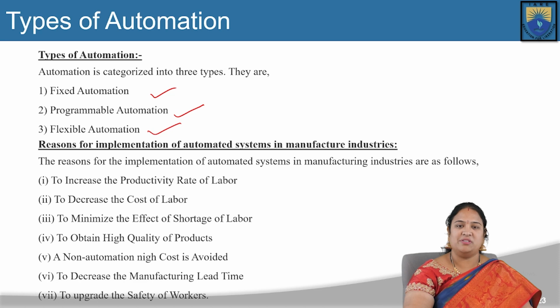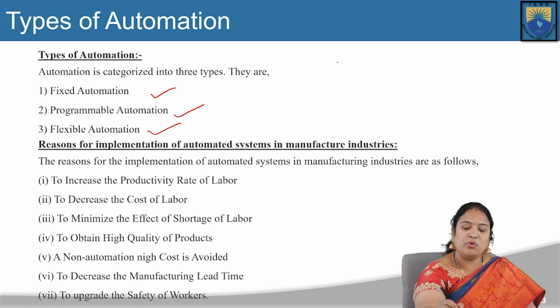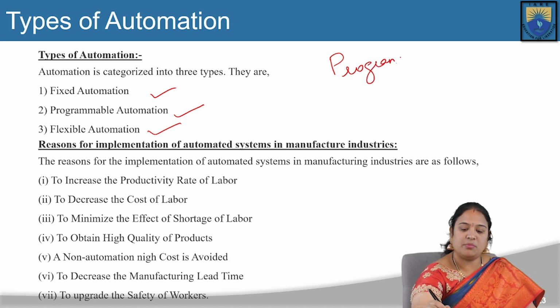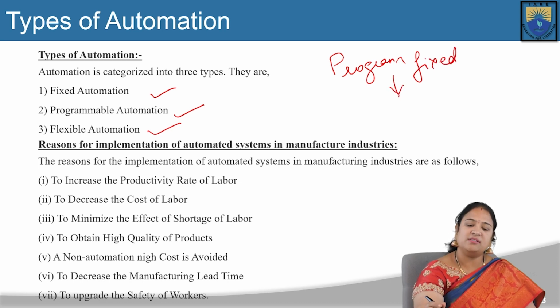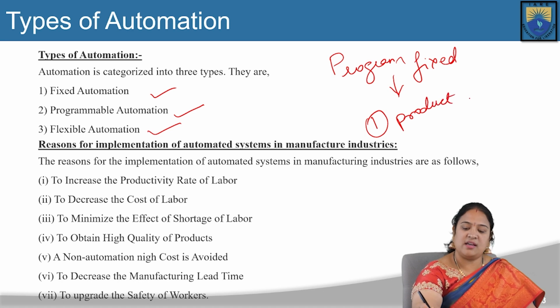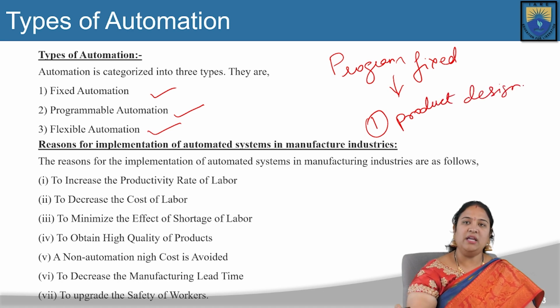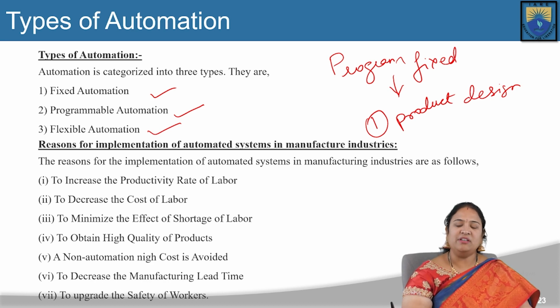What do we mean by fixed automation? Fixed automation is nothing but the program which is fixed, where the production of the products will be in a fixed process, that is one product design will only be done. In the fixed automation, we can design only one product's design, that is fixed. That is, we cannot go for number of different design productions in fixed automation.